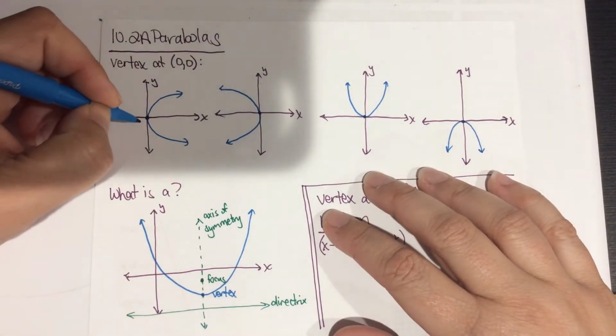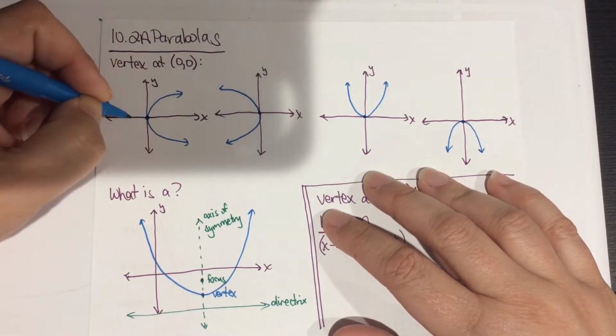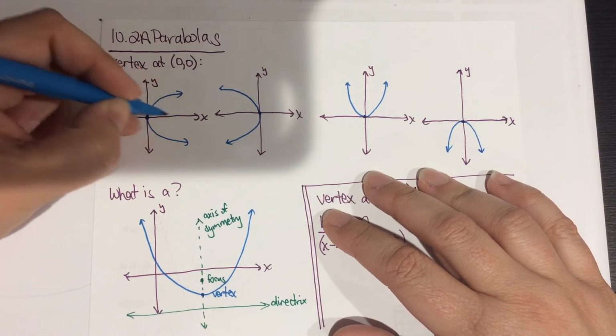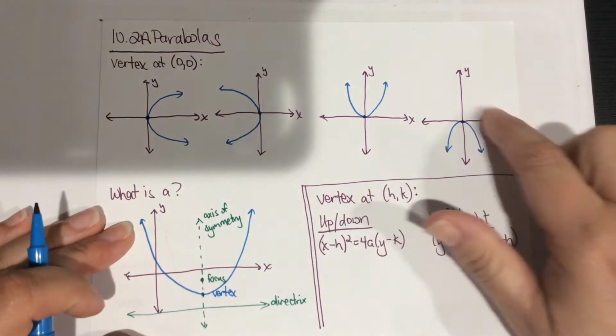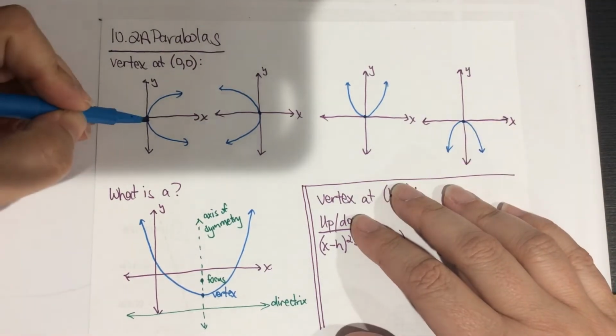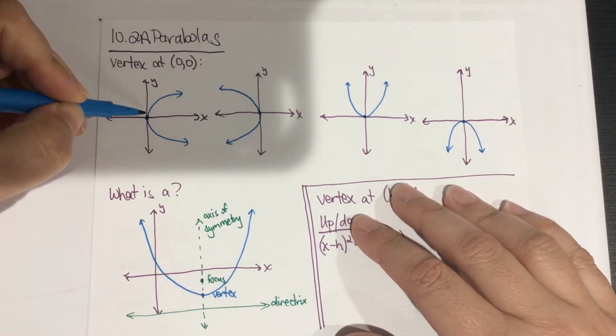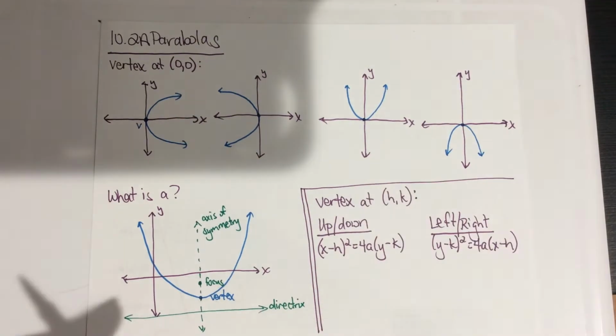The point along the axis of symmetry, right? We know the axis of symmetry. So for both of these, the axis of symmetry is the x-axis. For both of these, it's the y-axis. The point on the parabola that falls on the axis of symmetry is called the vertex.